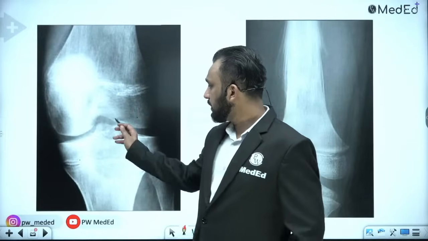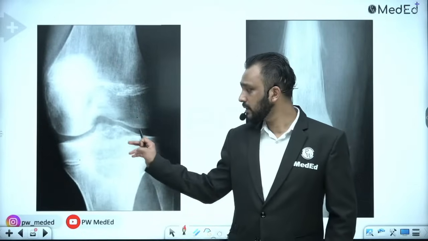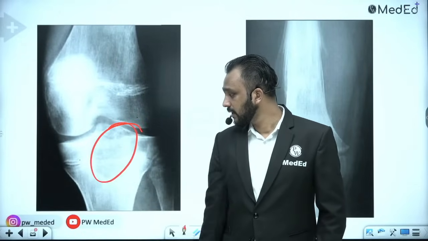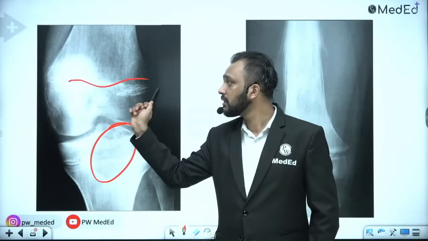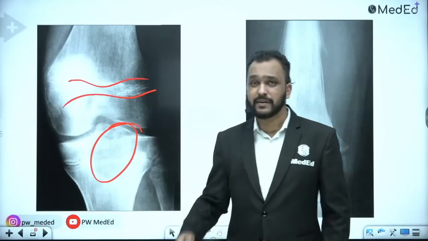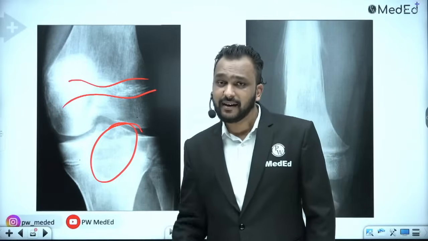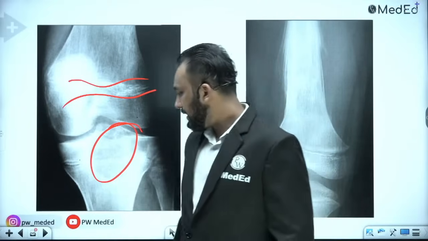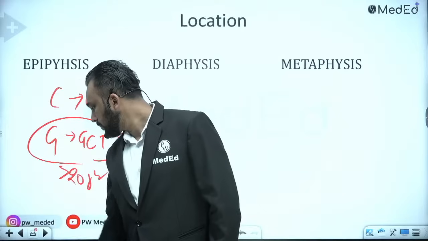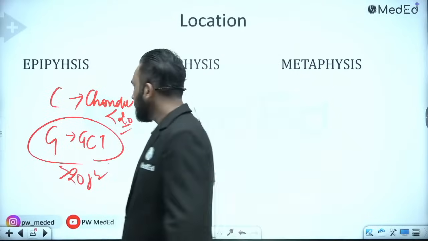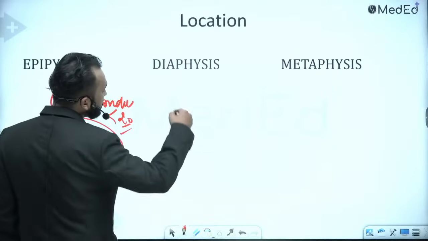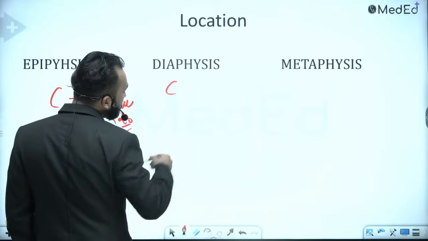So here in this image we can see that the lesion is located in the epiphyseal location, and the growth plates are not fused. It means that the age of the patient is less than 20 years of age, and this is a case of chondroblastoma. Lesions located in the diaphysis can be remembered with the mnemonic coffee.